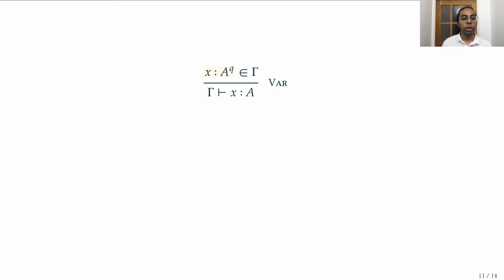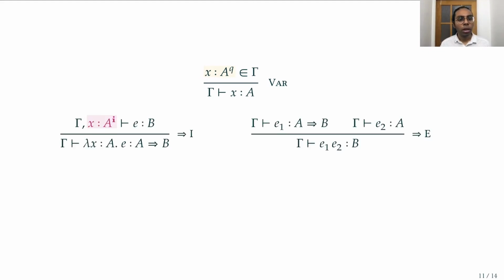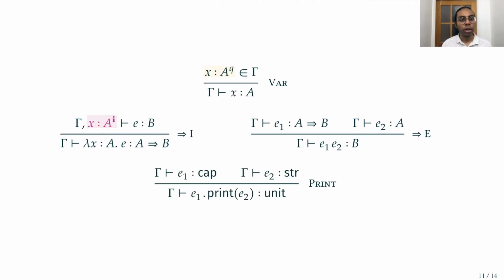Let's also take a quick look at the other typing rules. The rule for variables remains essentially unchanged. For functions, to introduce a lambda, we allow the bound variable to be impure, so that we can substitute arbitrary expressions. The lambda application rule remains the same. And then finally, the rule for print is just as expected. It's simply a unit.